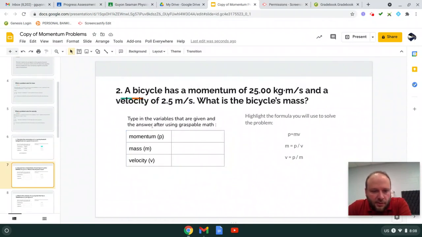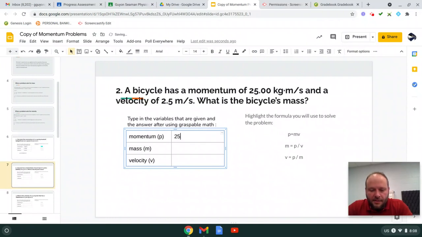Let's look at example 2 on slide 7. It says a bicycle has a momentum of 25 kilogram meters per second and a velocity of 2.5 meters per second. So the kilogram meters per second here is telling me that that is the momentum. So I've got 25. I'm not sure why they put 2 zeros there, but we'll put it anyway. Kilogram meters per second. Okay. And then my 2.5 meters per second, that is the velocity. So I'm going to put 2.5 m/s.